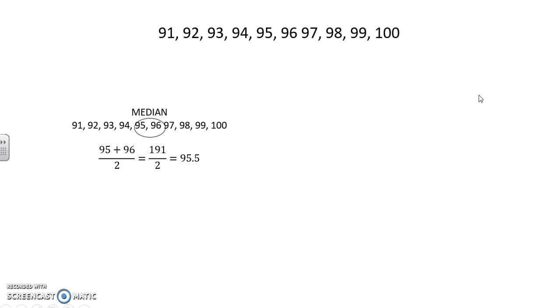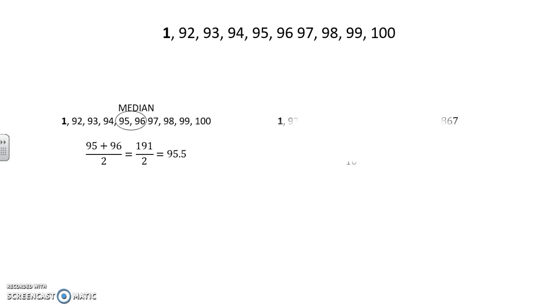Let's take another example. So this time we have numbers 91 through 100. Let's find the median. We get 95.5. And the mean, we also get 95.5. Excellent. Perfectly symmetric data. Our mean and median should be the same. Now let's see what happens when we have an outlier. Can you spot it? It's this number 1 here.